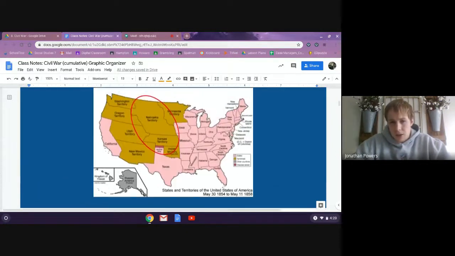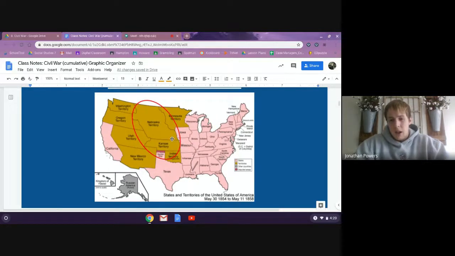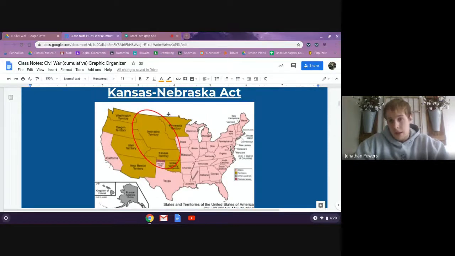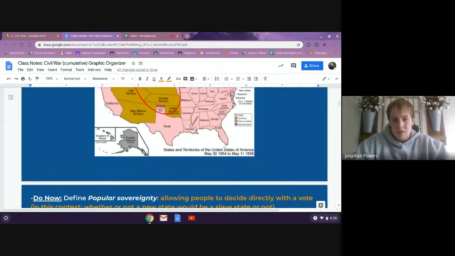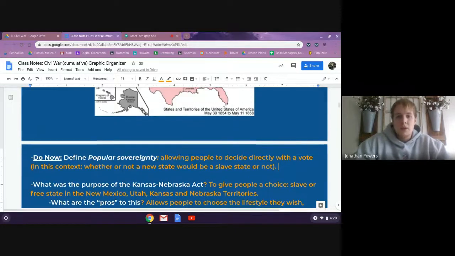And so the territories that we're really looking at here are the Kansas and Nebraska territories, which is why it's called the Kansas-Nebraska Act. Very straightforward. Okay, so what was the purpose of the Kansas-Nebraska Act? So the purpose of it is to allow people to decide whether or not they want to live in a slave state or a free state.